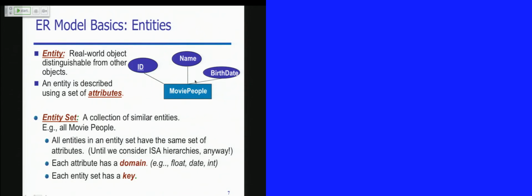So any movie people that I want to keep in this database are going to have the same set of attributes. I'm keeping the same information for all of the people that I have. There's going to be a domain for each of the attributes. ID could be a number, name could be a string, and birthday could be a date that I'm storing. And each entity has a key. And this is coming back to the question that you had before, is why do I have this underlined here?